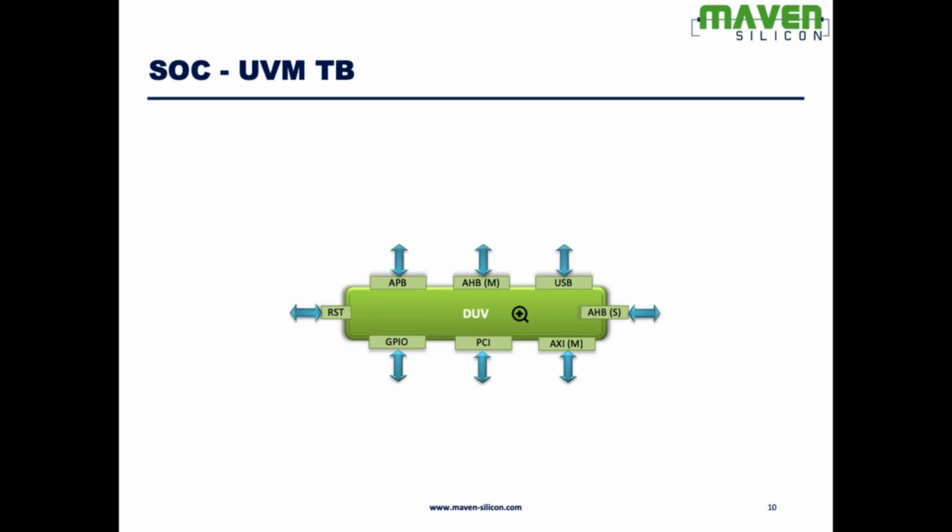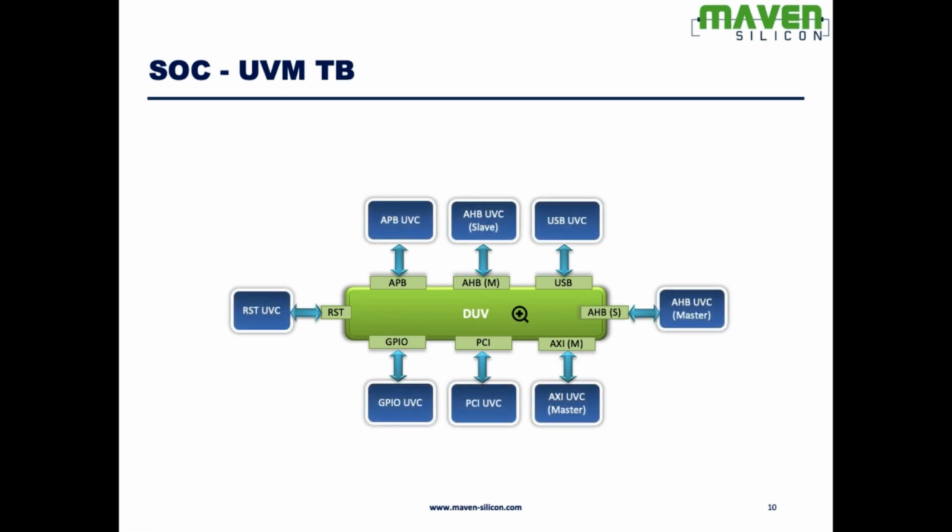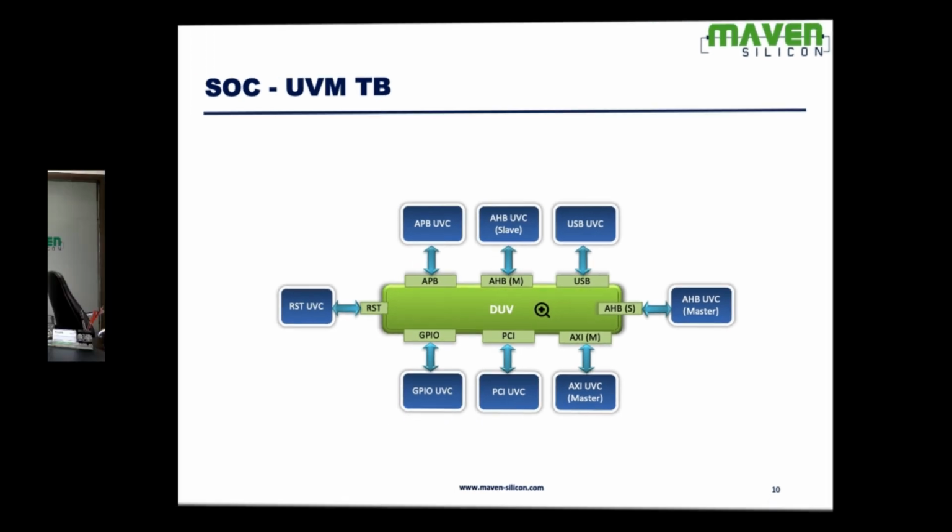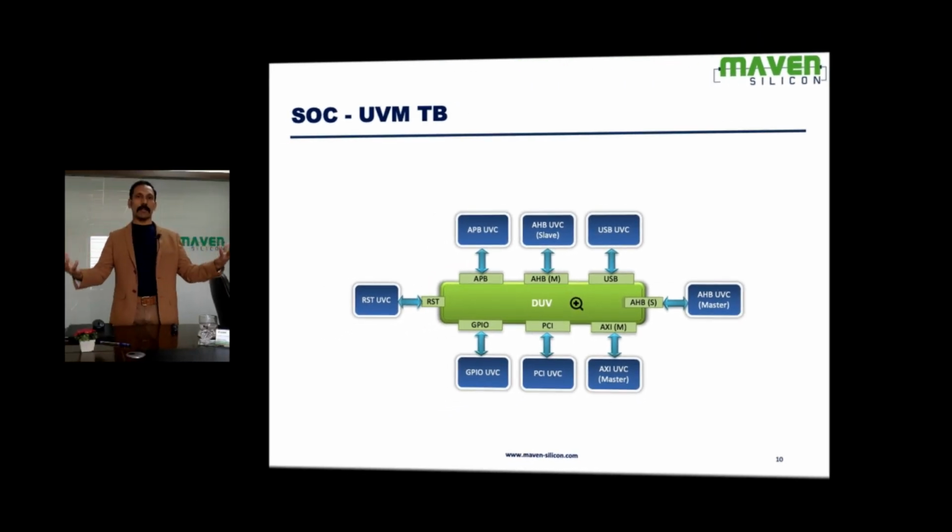How can we create a UVM test bench? There are 8 IPs, 8 interfaces, so we need to have 8 UVCs. In this case, we can visualize it like this. We have bought 8 different IPs from 8 different IP vendors, so we can also think of buying these UVCs from those IP vendors.